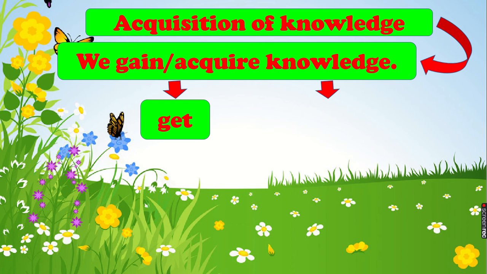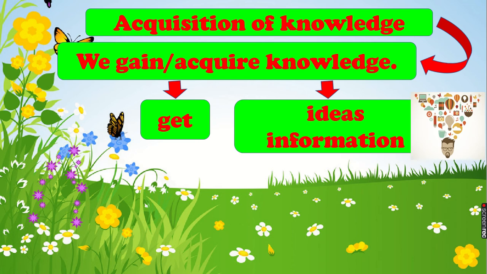What is knowledge? Well, you all know about knowledge, but to be more specific, these are ideas or information. We gain knowledge. This is a kind of skill. This is a kind of skill that we need to develop. It's a very important skill. We need to practice or to improve how to get information, how to get ideas.